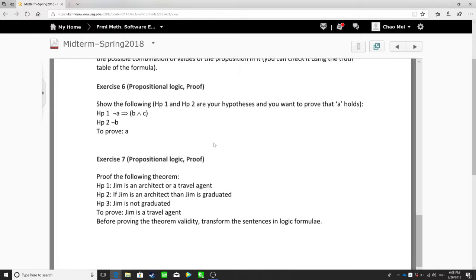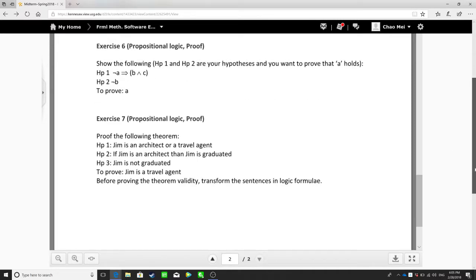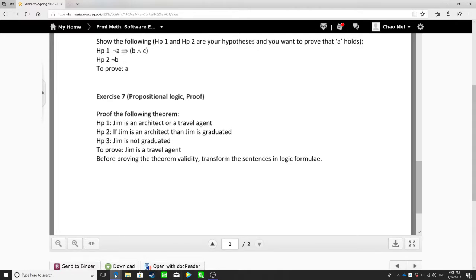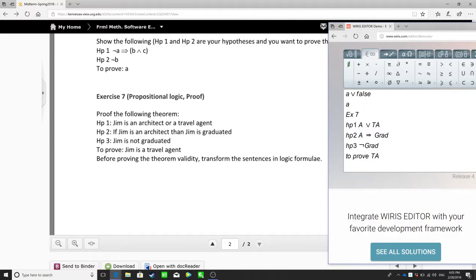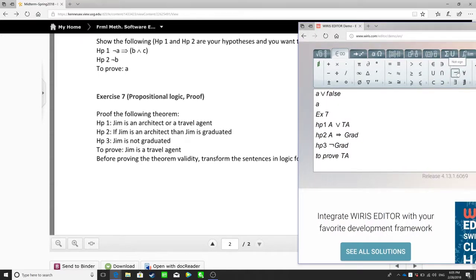Okay, you can use a direct proof or an indirect proof, either way. Since we want more practice on the indirect proof, let's do this. If we want to do the indirect proof, what do we do first? We want to prove TA, travel agent, right? So if we are using indirect proof, what do we do first? Prove that it's not true. Yeah, we assume the conclusion is not true. Okay.